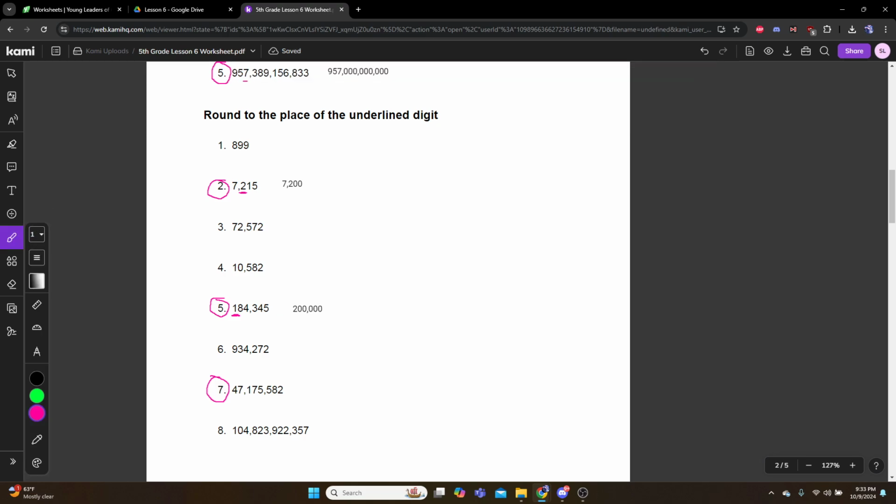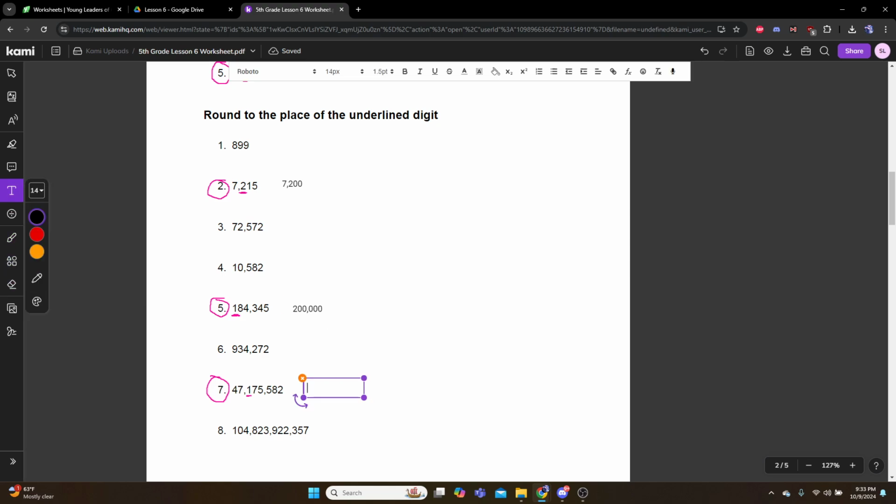And now for 7, we're going to be looking at this 1 here. So we know this is in the 100,000s place. And we look at the number after, which is 7. And then that means that we would round this 1 up to a 2. So this would become 47,200,000.